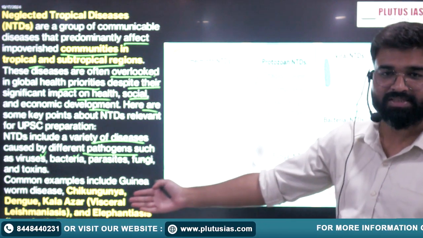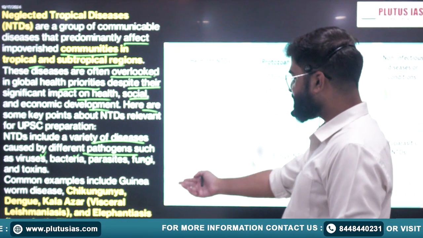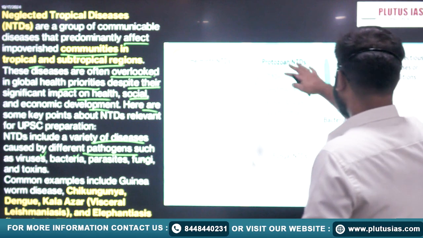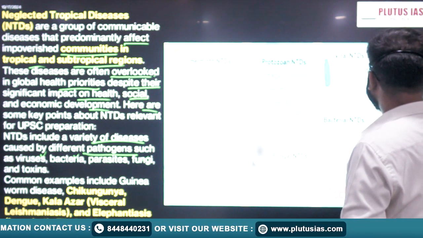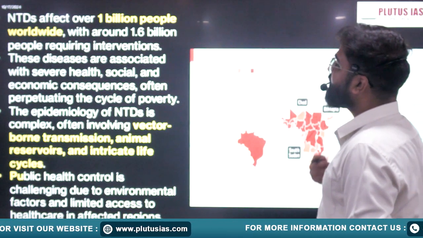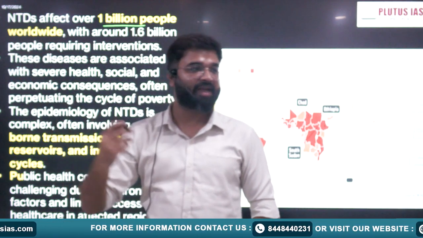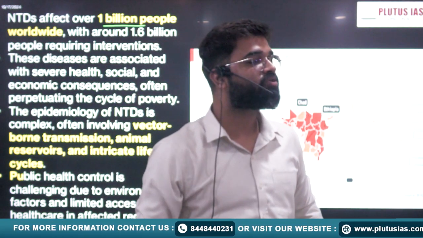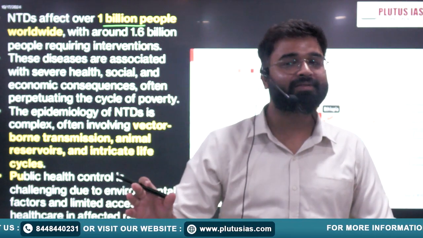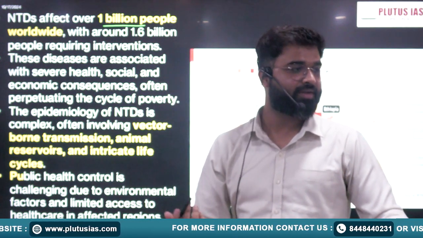chikungunya. ये सब हम इंडिया में देखते हैं या नहीं? चिकनगुनिया, डेंगी, काला अजर, एलिफेंटेसिस, that is lymphatic filariasis. ओके, तो ये सारी डिजीजेस के नाम हैं, रेबीज, डेंगी, चिकनगुनिया एटसेट्रा, स्नेक बाइट. These entities affect over 1 billion people worldwide, still they are neglected. ओवरऑल पॉपुलेशन कितनी है दुनिया की? 8 billion. Yes, so out of 8 billion they are impacting 1 billion population worldwide, still they are neglected.